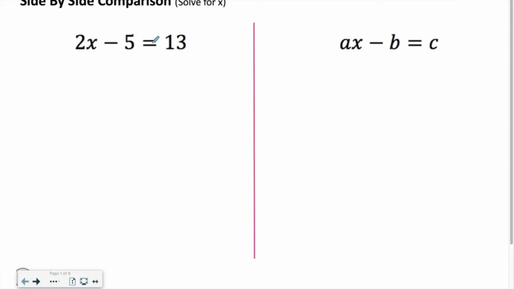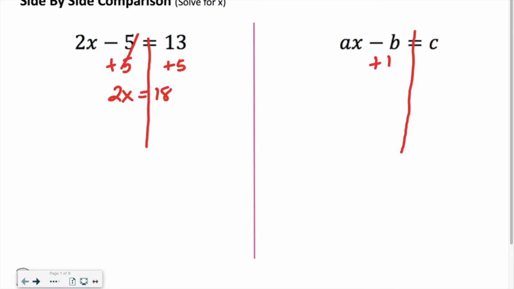First thing we're going to do is draw our line. We're going to add 5 to both sides to get the x by itself. And this crosses out, leaving us with 2x equals 18. And on this side, we're going to add b to both sides. These cross out, leaving you with ax. C and b cannot be combined because they're not the same variable, so we just write them next to each other. Then we're going to divide by 2 on the left side, giving us x equals 9.